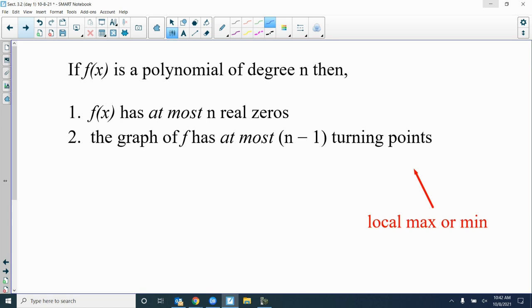If f of x is a polynomial of degree n, it has at most n real zeros. Zeros are where it hits the x-axis. They're also called roots. The graph also has at most n minus 1 turning points. It could have fewer, but it can have at most.